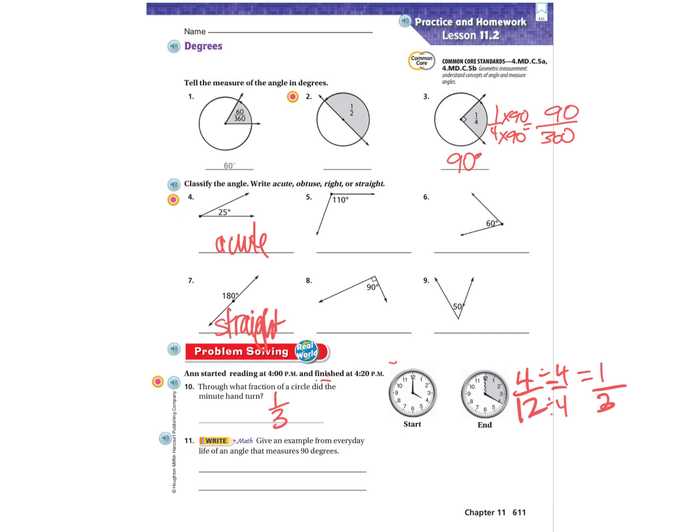Okay, good deal. Now number 11 says, give an example from everyday life of an angle that measures 90 degrees. Do you guys remember 90 degrees? A corner fits just right. That's why we call it a right angle. So any situation that you can do that. All right, get ready, set, and go.